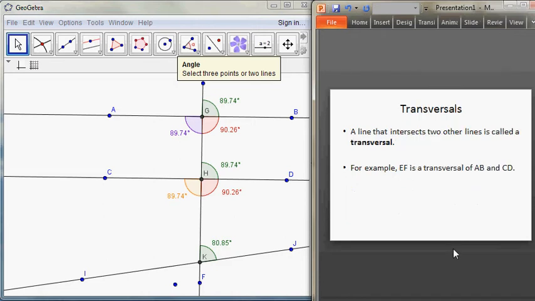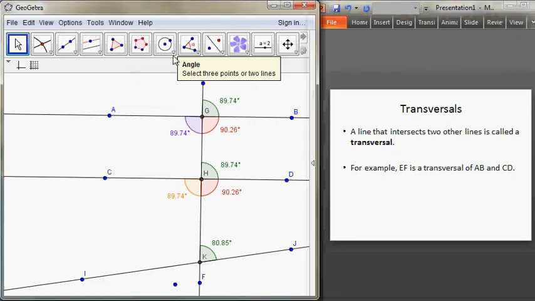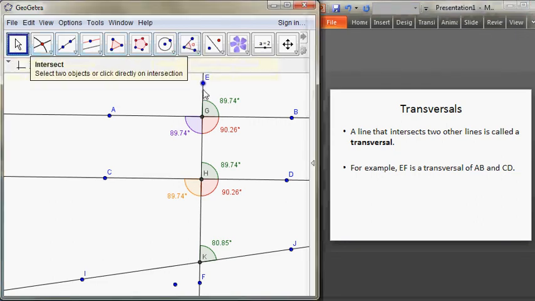Next up, we have transversals. When a line intersects two other lines, that is referred to as a transversal. So here we have line EF. That is a transversal of line AB and line CD and line IJ as well.